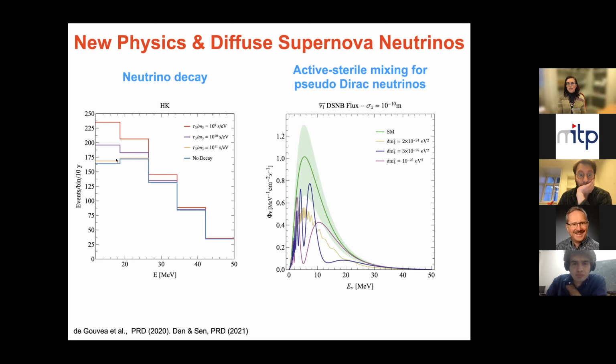And if a decay of neutrinos occurs, then we have an effect on the spectral shape of the signal that we expect. Or also we could consider the mixing between active and sterile flavors for pseudo-Dirac neutrinos, which lead to very characteristic features in the energy spectrum. And Manibrata-san, I think, will cover these topics later on in his talk.